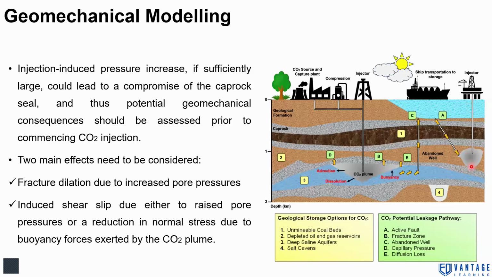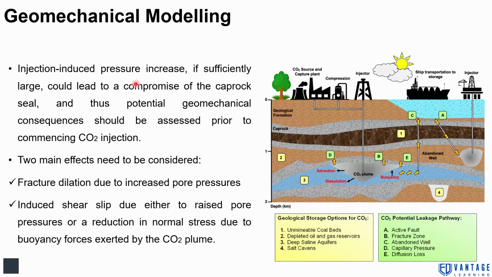Say if you're injecting CO2 here, and a pathway has already formed through a weak cap rock, then CO2 may escape and may end up stored in the sea. That is what we don't want. We always want to look at these four storage options: unminable coal beds, depleted oil and gas reservoirs, saline aquifers, and salt caverns. But we also need to look at the potential leakage pathways like active faults, fracture zones, abandoned wells, capillary pressure discontinuity, and diffusion losses due to injection. So these five also need to be studied.